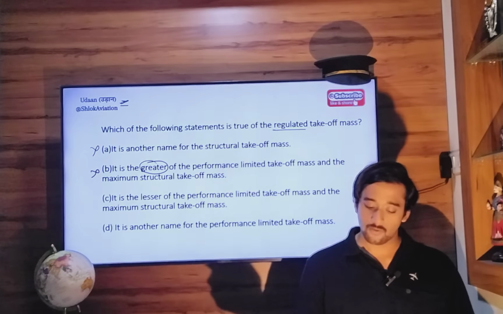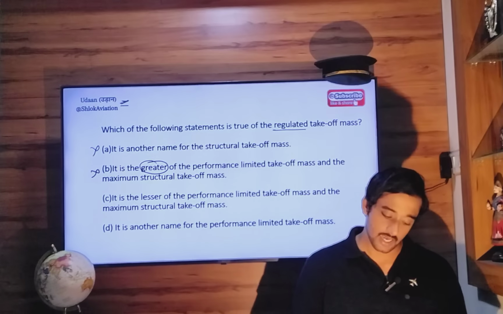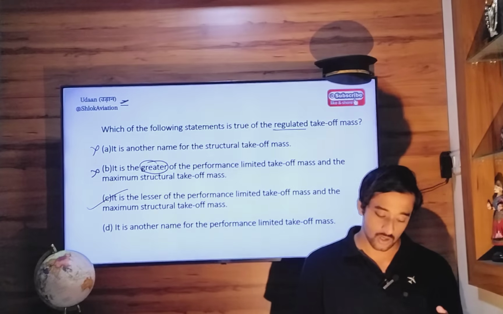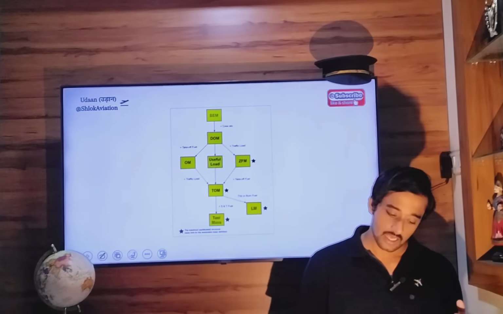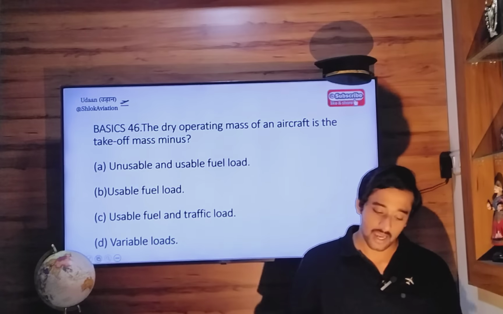It's the lesser of performance limited takeoff mass and the maximum structural takeoff mass. Yes. It's another name for performance limited takeoff mass. No. So Charlie. Next. The dome of aircraft is takeoff mass minus.